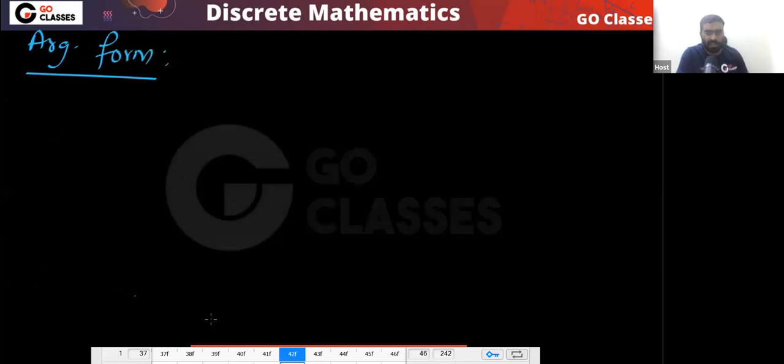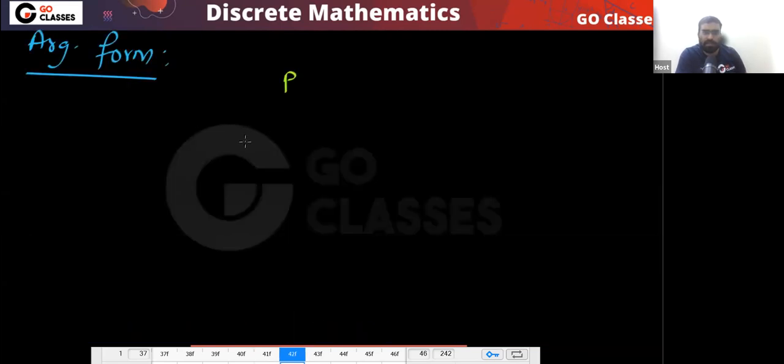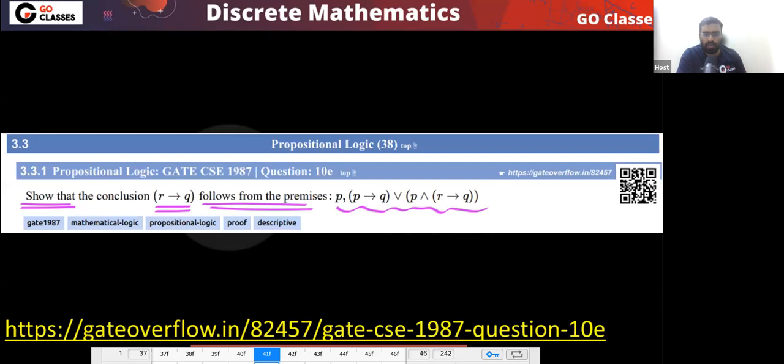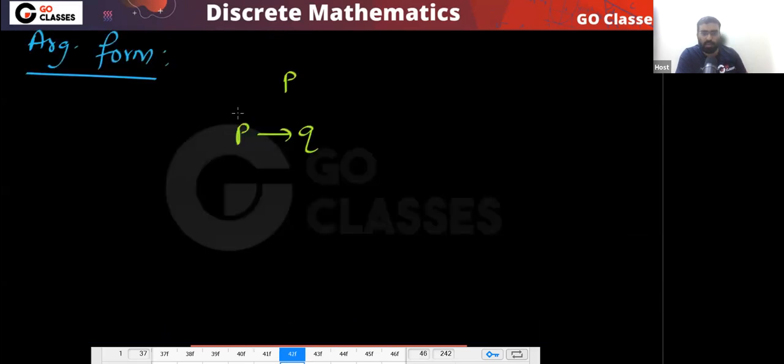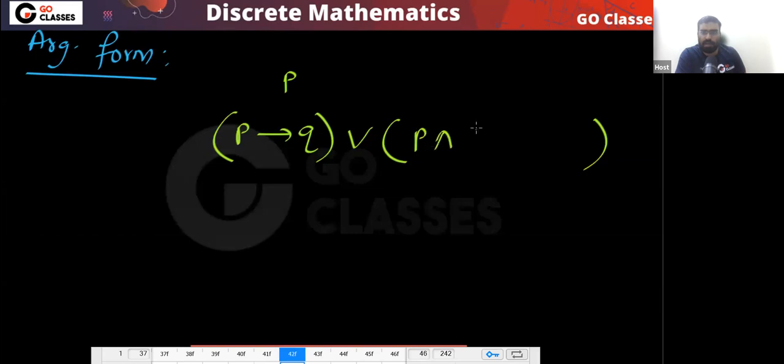So what is the argument form? The premises are given to you. P is a premise. P implies Q. Or P and R implies Q. So these are the premises.